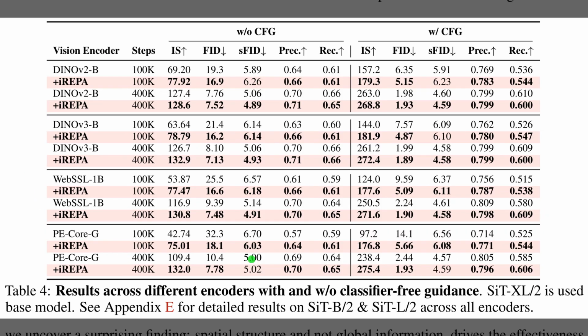The left half, without guidance, shows that iREPA improves inception score, lowers FID and SFID, and slightly boosts precision and recall for every encoder, and at both 100,000 and 400,000 steps. The right half with guidance keeps the same pattern, and the absolute numbers get even stronger. This consistency suggests that emphasizing spatial structure helps regardless of guidance strategy or training duration.